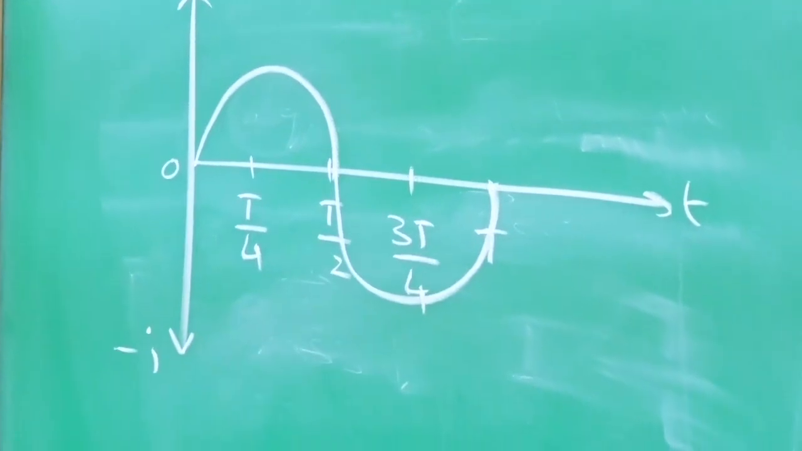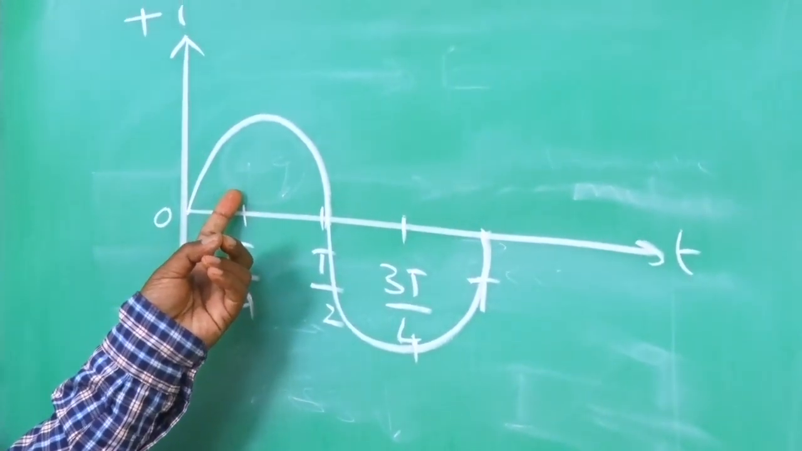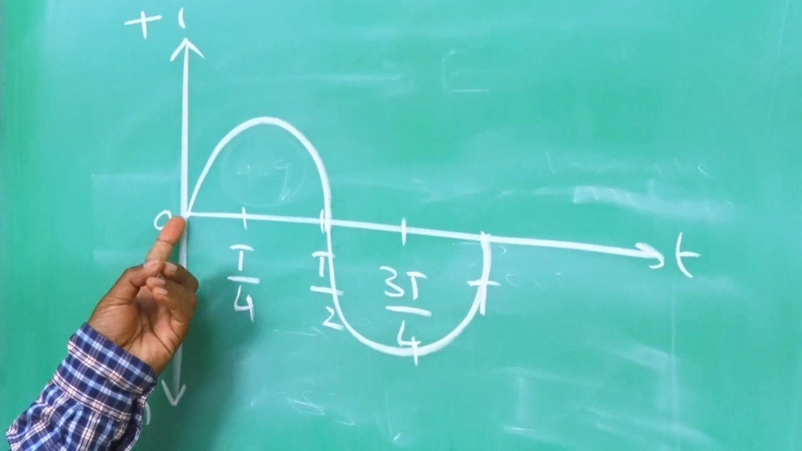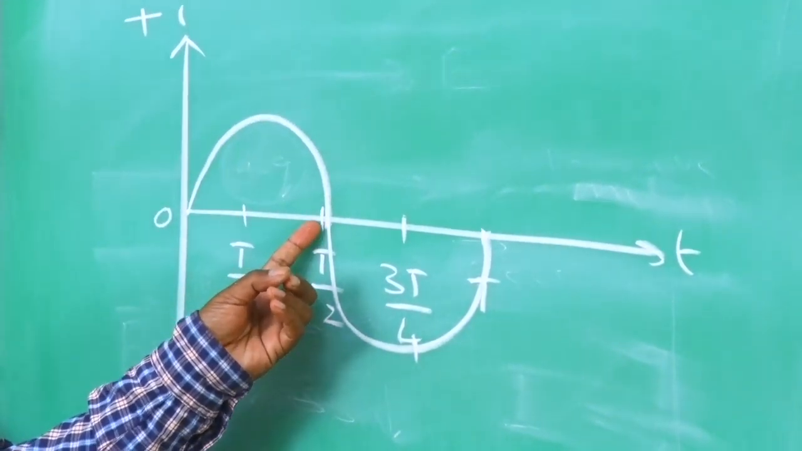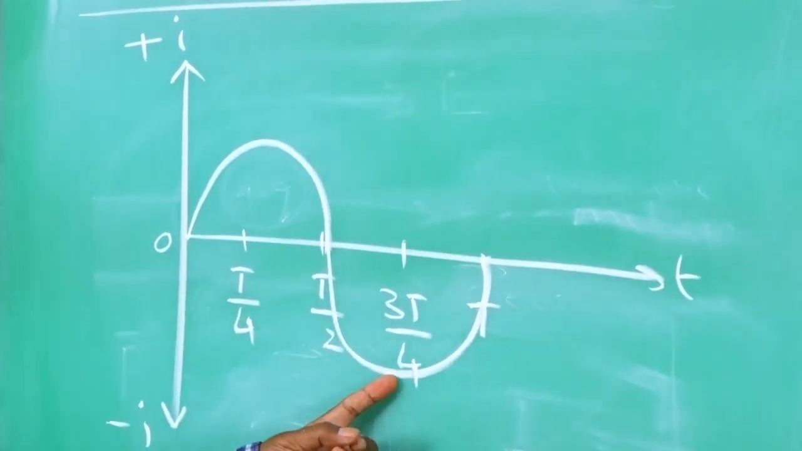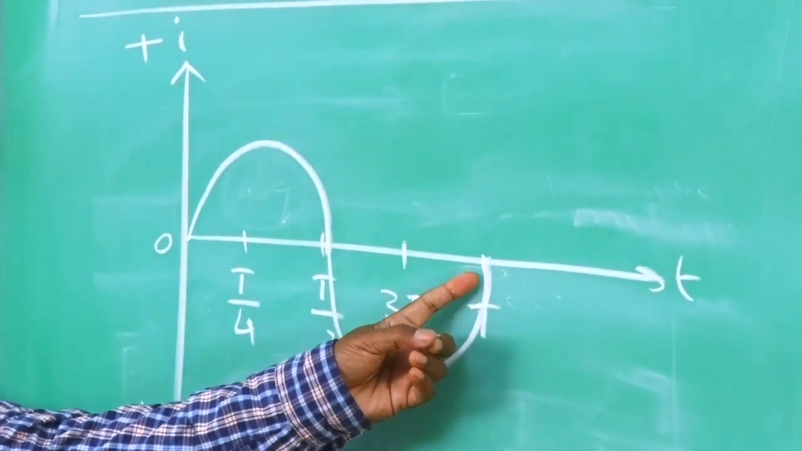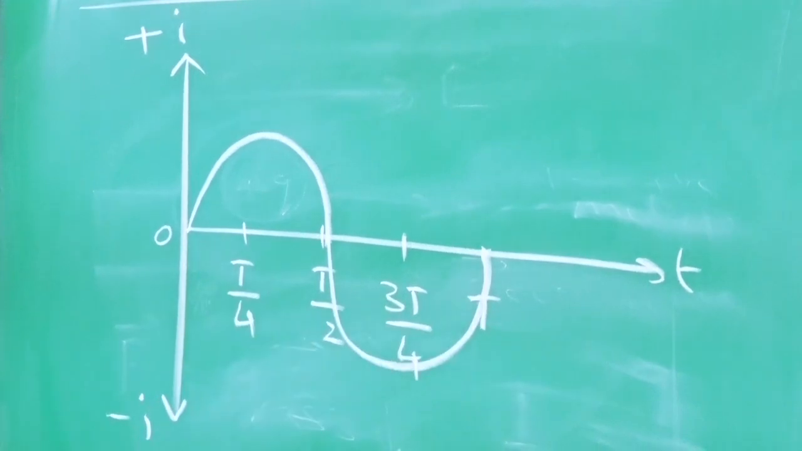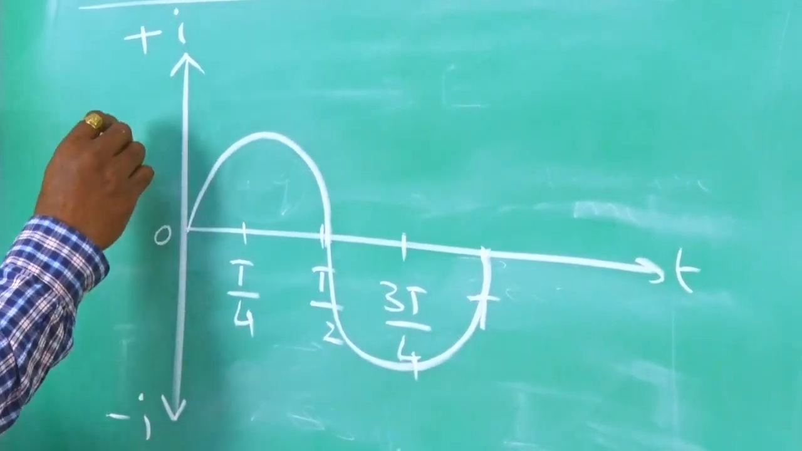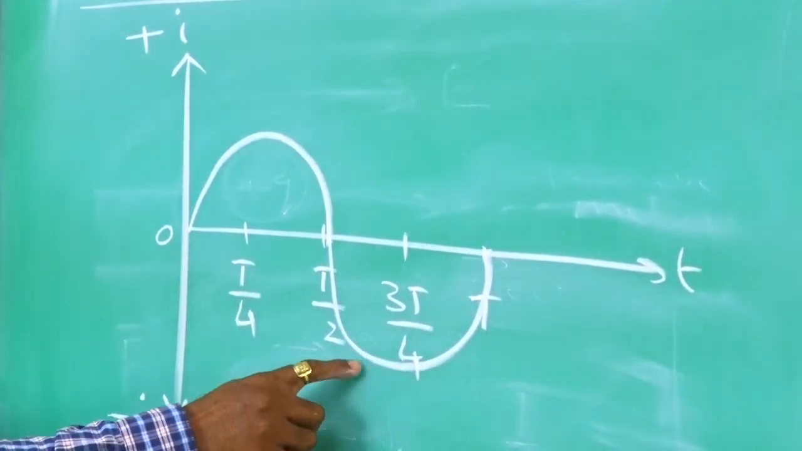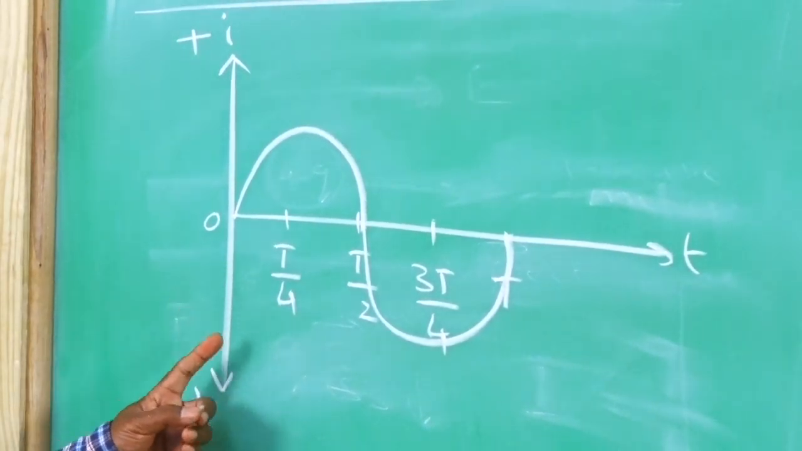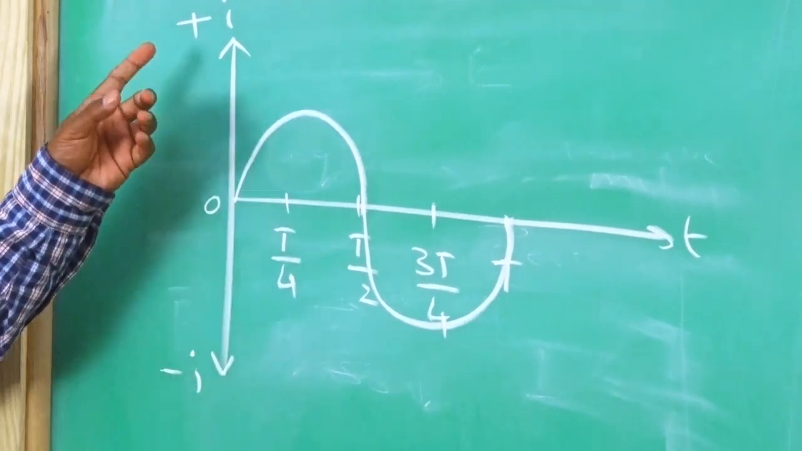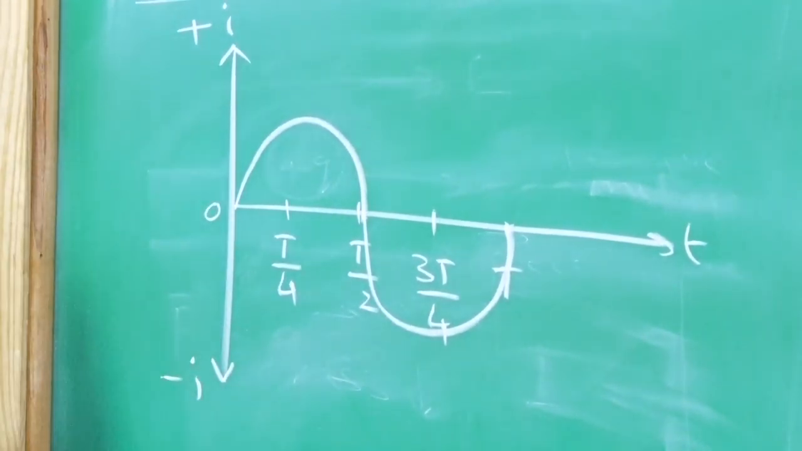That means what? Here, the magnitude continuously changes. Initially the magnitude is 0, at T by 4 the magnitude is maximum, at T by 2 the magnitude is again 0, at 3T by 4 maximum, and at T also again 0. Like that it's changing. Direction, if you see, one half represents positive direction and the other represents negative direction. That means here both magnitude and direction are continuously changing. This is said to be alternating.